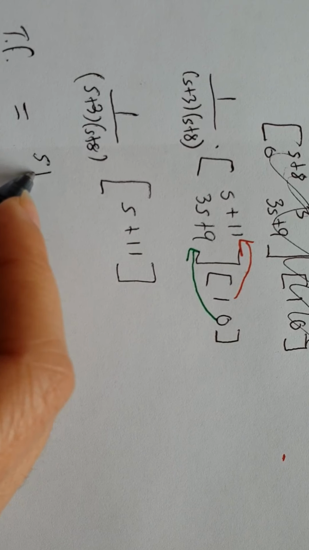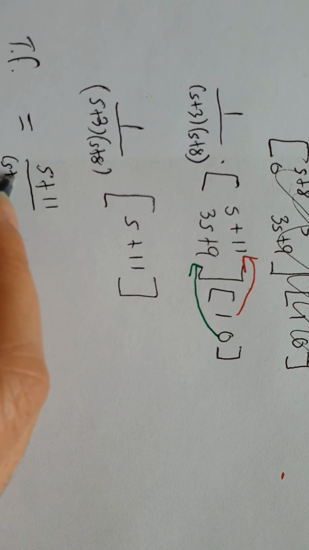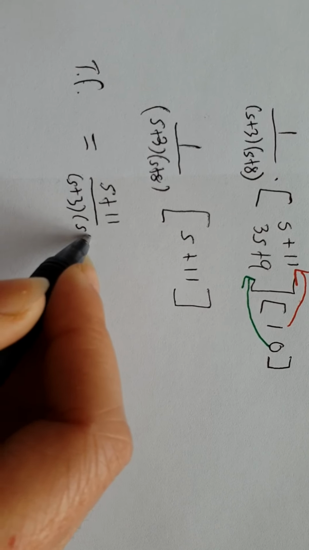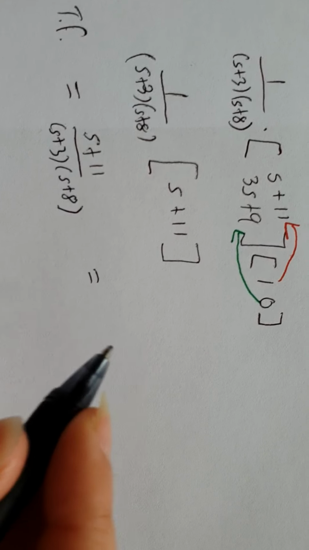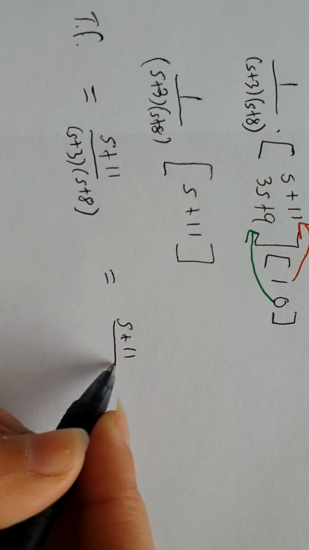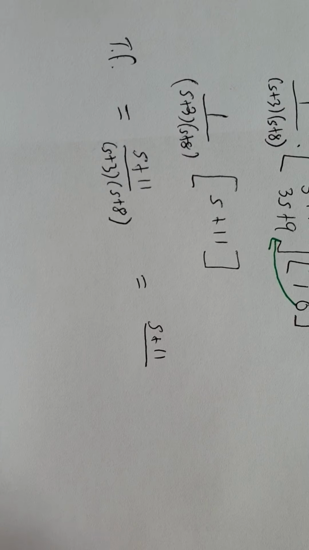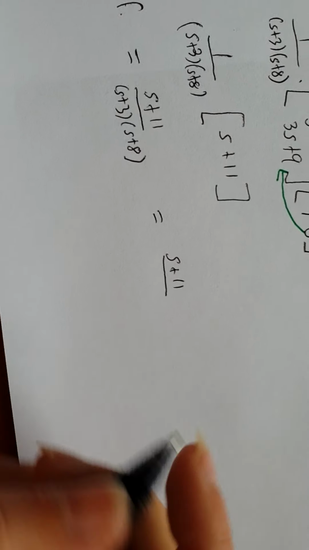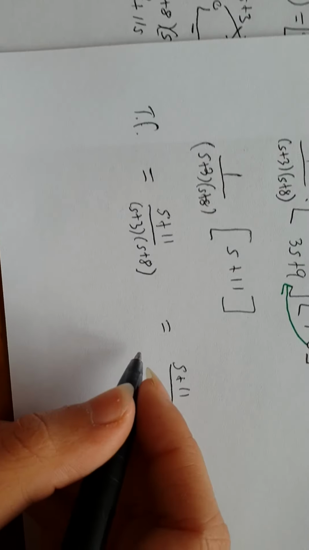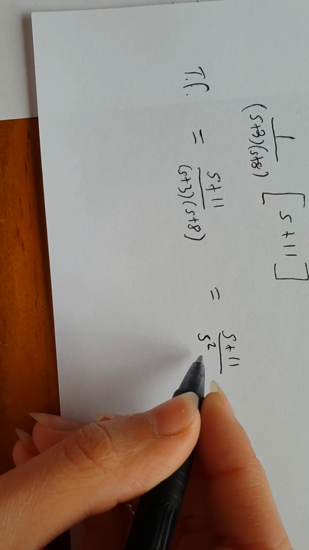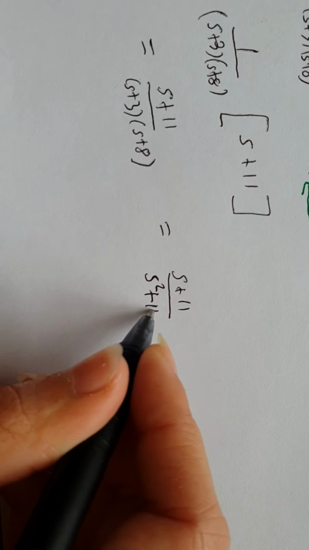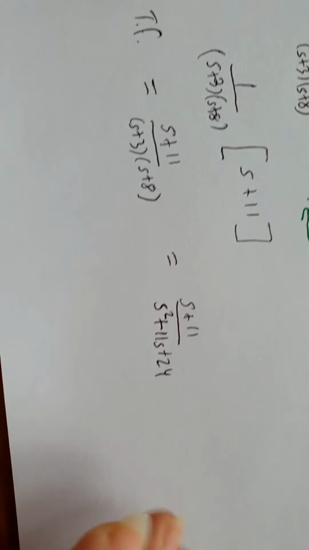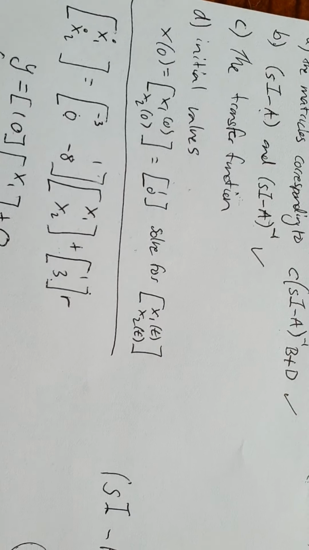We're going to get S plus 11 over S plus 3, S plus 8. Now it's fine to leave it in that form, or you can simplify it down if you wish to what we found over here: S plus 11 over s squared plus 11s plus 24. There we go. That's our C done.